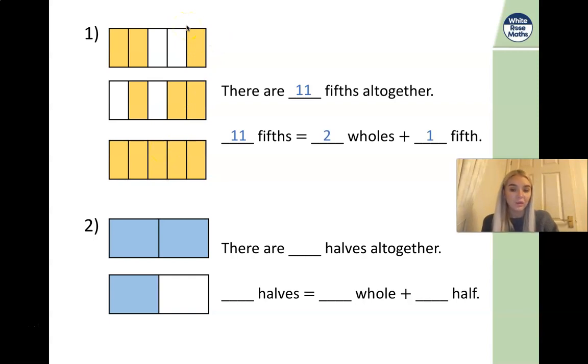Now on the second question, how many halves are shaded? Well, we can count them and see there are 3 halves altogether. So 3 halves, we can see we don't need to move any around because we've got 1 whole, we can see this whole here, and 1 half.